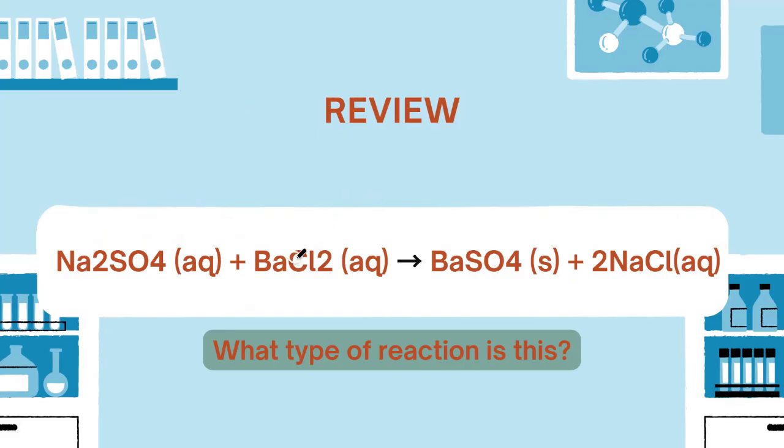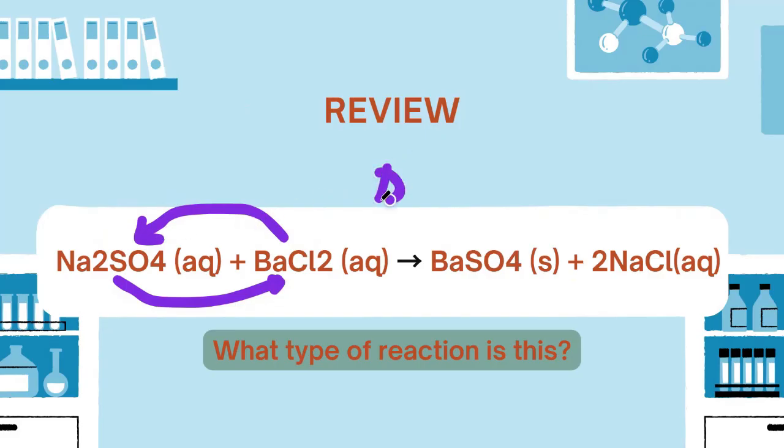Very good. Here, exchange of ions is happening, right? So here we see sulfate and chlorides are exchanging sodium and barium ions. So this is a double displacement reaction. Double exchange is happening.